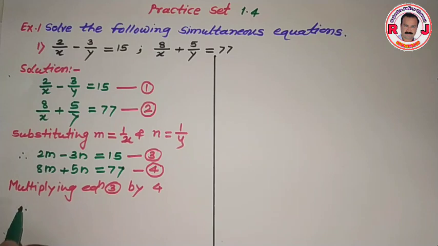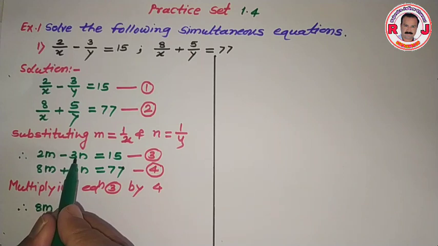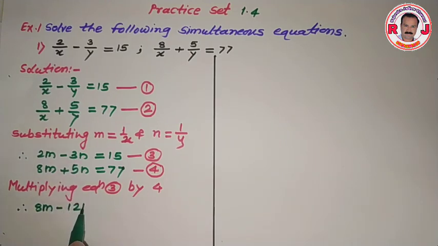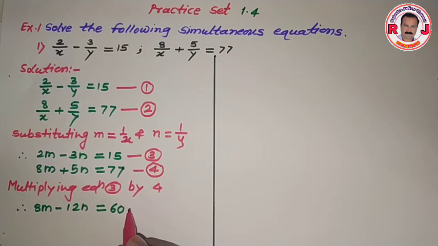4 into 2, 8m; 4 into 3, 12m; and 4 into 15 is equal to 60. This is the fifth equation. Observe equation 4 and 5. The coefficient of m variable is equal, but here the sign is the same, and then the subtraction of these two equations, subtract equation 5 from 4.